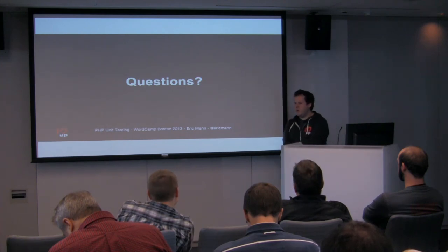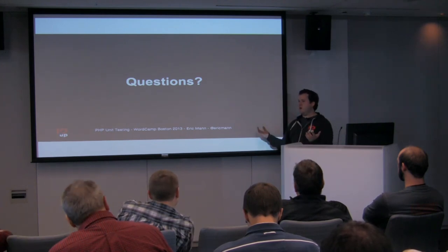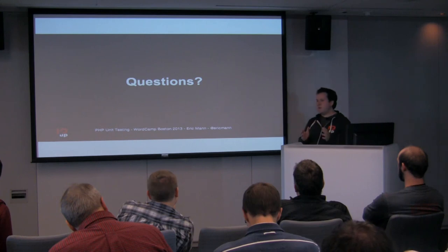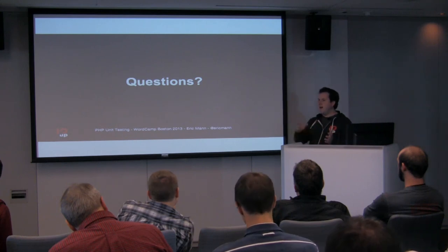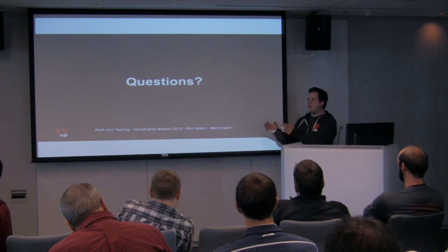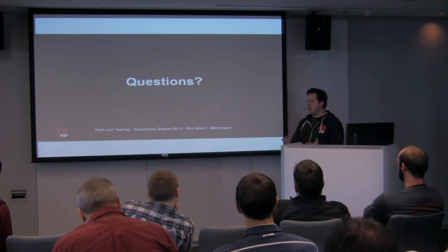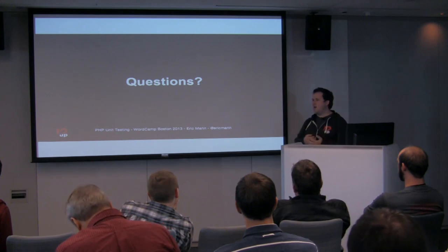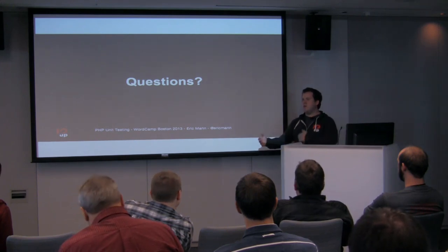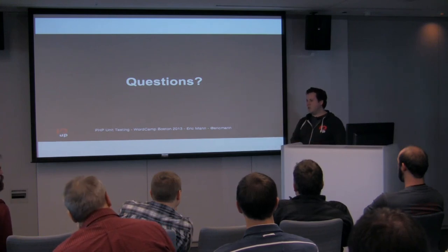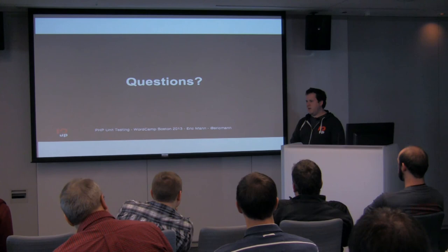For PHPUnit, the workflow that I usually take is I have two different projects. So particularly with a theme, the theme will be in its own Git repository, then I'll have the test suite in its own Git repository, and the theme will be a submodule of that repository. So basically, the theme lives in a subfolder of your test project, and all of your tests are in this separate test project. That way, you can deploy your theme without having to also deploy your test code, but you can still keep them in the same place on your local machine so you can run the tests repeatedly throughout the day.